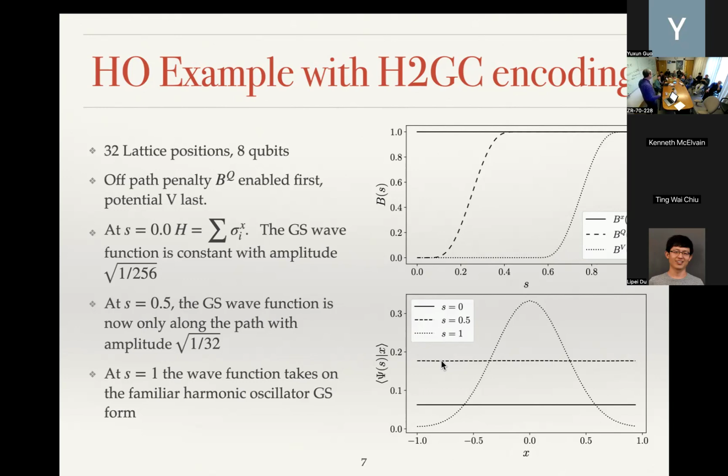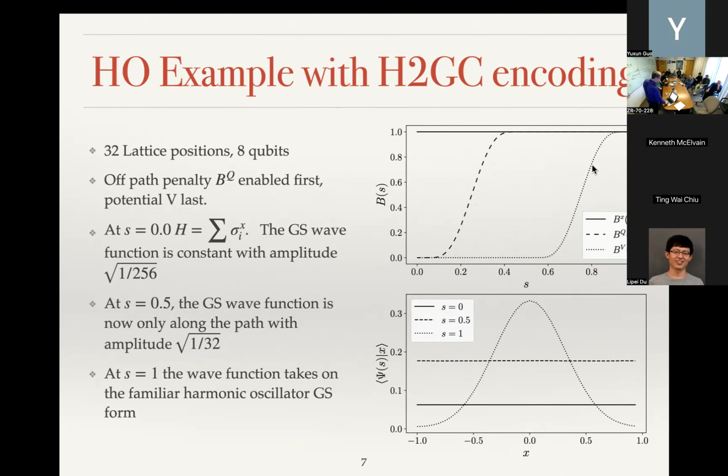Yeah, because the ground state of the transverse operator happens to be very closely related. It's 1 over square root of 32, right? I mean this dashed line. Yeah, square root of 32, not 32, because the square is the probability. Okay, fine. And so this is the weight function turning on the penalty, and this is the weight function that turns on the potential.